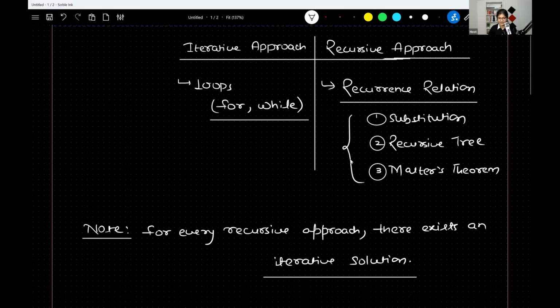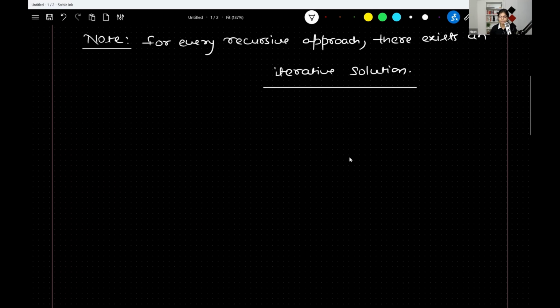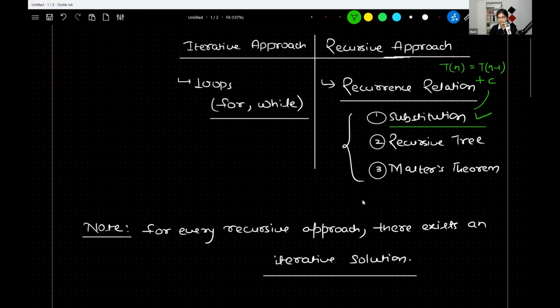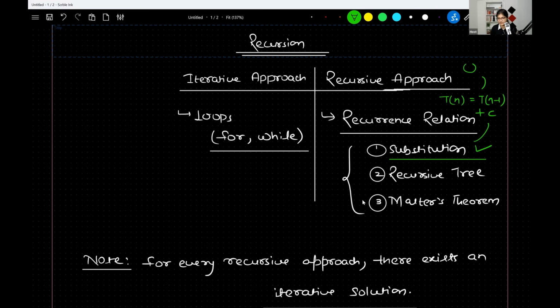At the very end last time, we discussed the substitution method, and I hope that is clear to everyone. We solved the factorial code's recurrence relation, T of n equals T of n minus 1 plus C, and we observed that the time complexity is big O of n. It's linear. This is the last class discussion that we did for factorial.